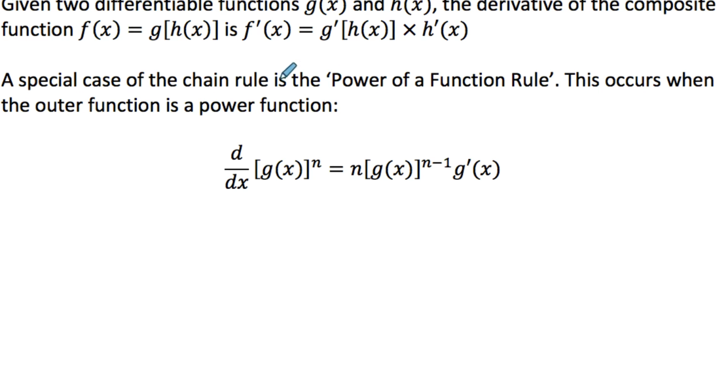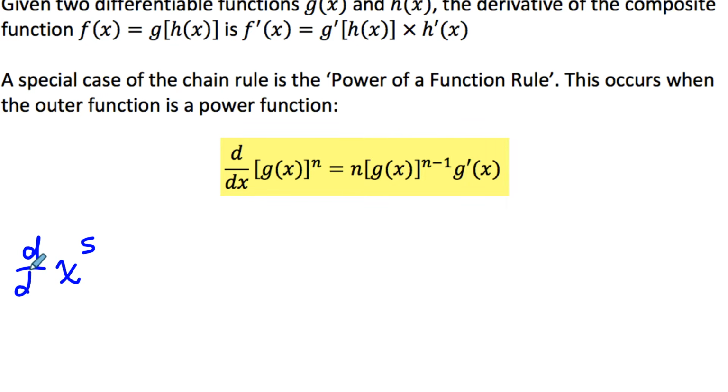Now, a special case of the chain rule is the power of a function rule. If we have a power where the base of the power is a function that we can differentiate, we have to use the chain rule. And if we follow the chain rule for differentiating this function, we end up with this special rule, the power of a function rule.